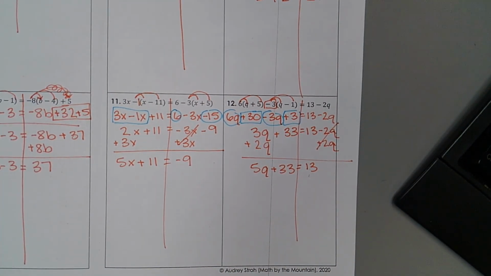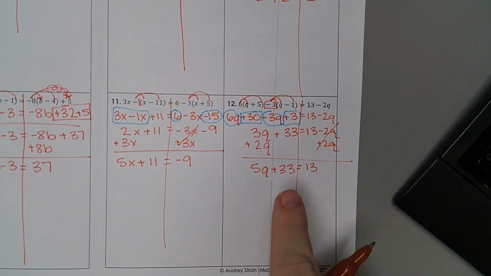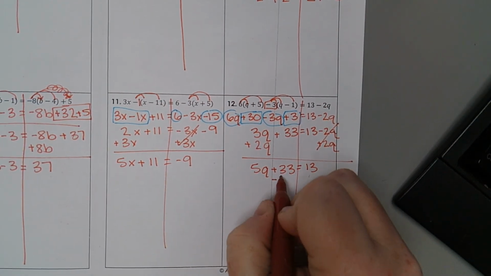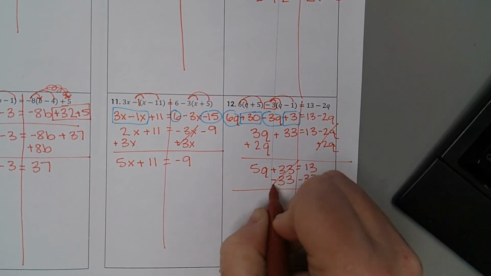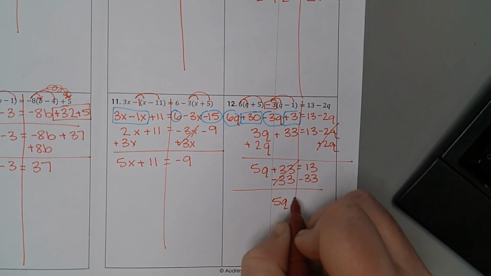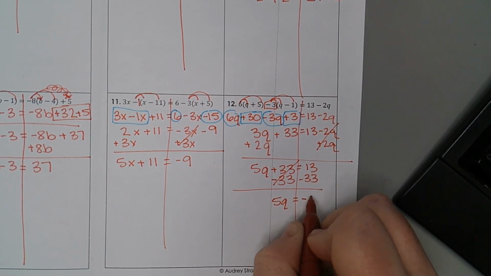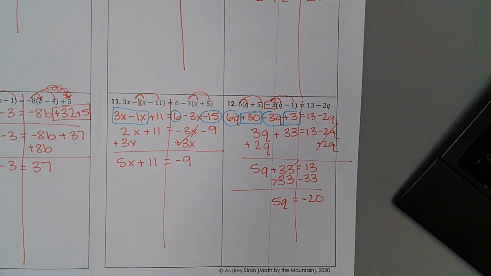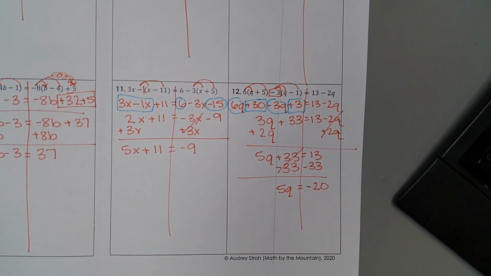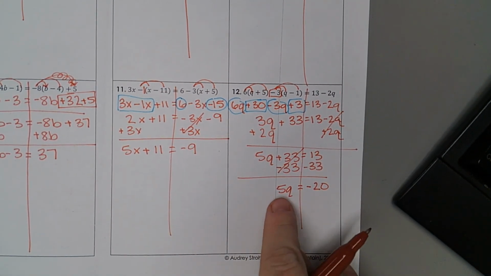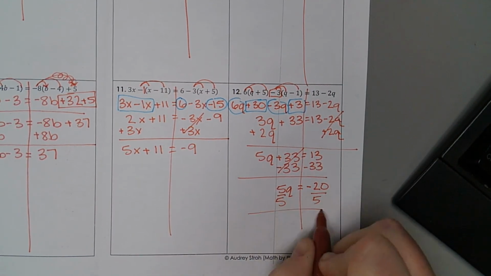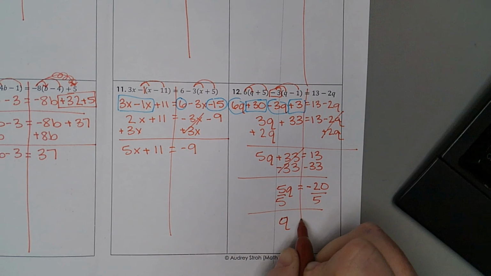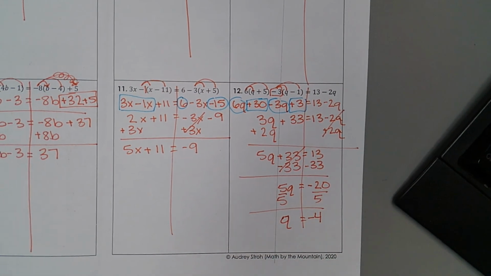So that means you're going to first add or subtract the constant. So in order to get rid of our constant, we're going to subtract it because it's positive from both sides. They go away, leaving us with 5q. 13 minus 33 is negative 20. Step 2 is to multiply or divide by the coefficient. Well, this is 5 times q. The opposite would be divide, giving you q equals negative 4.